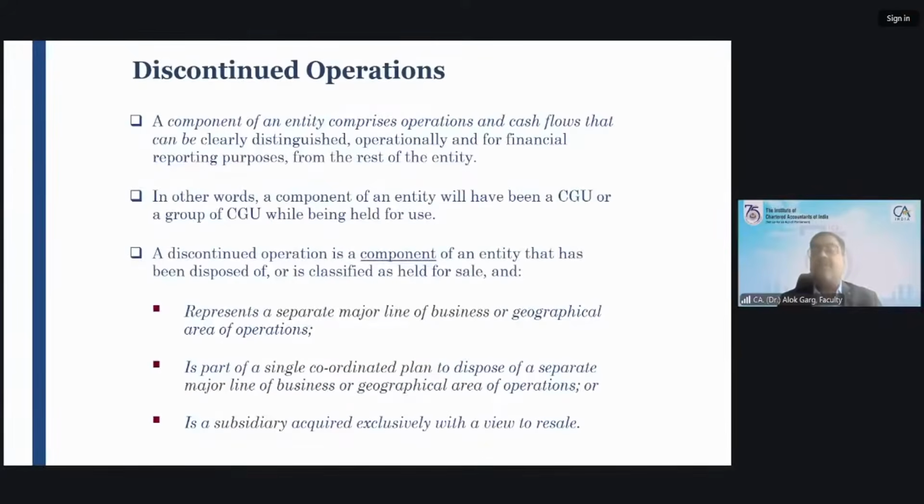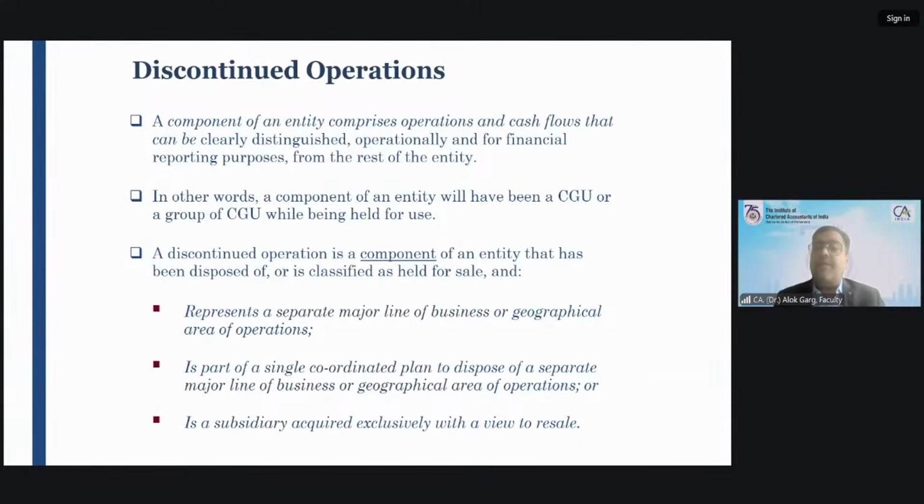Then we discussed the concept of discontinued operations, friends, right? And what is a discontinued operation? It's a component of an entity. First of all, it's a component of an entity. And what is meant by component of an entity? A component of an entity is that component where the operation and the cash flows can be clearly distinguished from the operational purpose as well as from the financial reporting purpose, right?